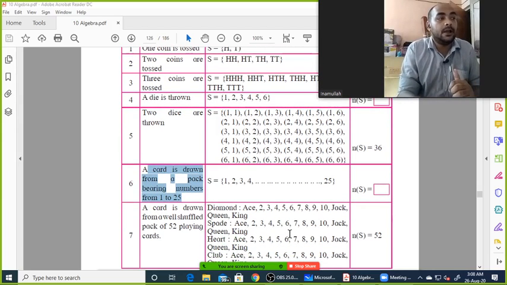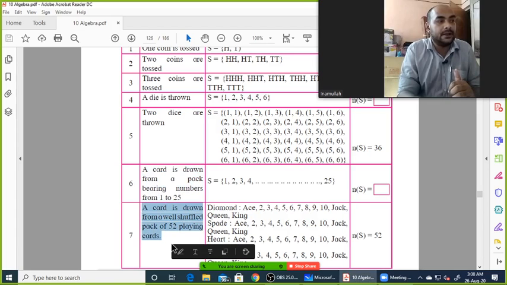Then next is the seventh experiment, a card is drawn from a well shuffled pack of 52 playing cards. Here we are talking about poker cards, which we use to play in gambling.